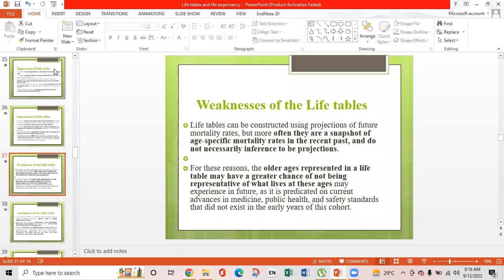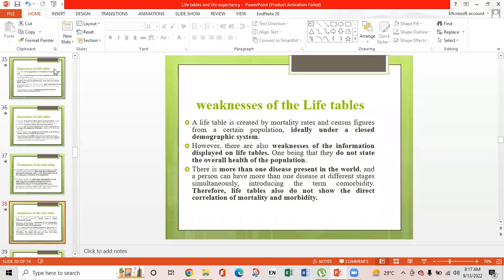Weakness of the life tables. Life tables can be constructed using projections of future mortality rates, but more often they are a snapshot of the age-specific mortality rate in a recent past and do not necessarily intend to be projections. For these reasons, the older ages represented in a life table may have a greater chance of not being representative of what lives at these ages may experience in future, as it is predicated on current advances in medicine, public health, and safety standards that did not exist in early years of this cohort.